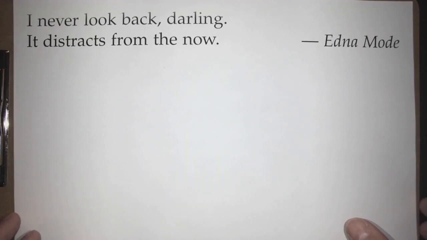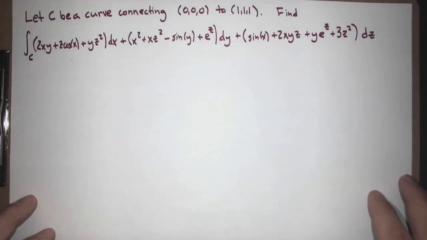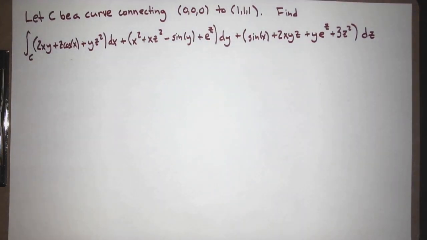Okay, so I did want to take some time going through and doing a little bit of a longer problem just so we understand what's happening. It's not that long. I just want to highlight some points. So let C be a curve connecting 0, 0, 0 to 1, 1, 1.